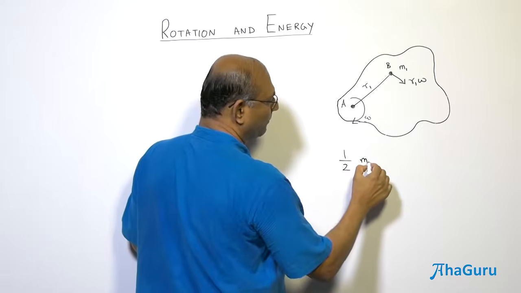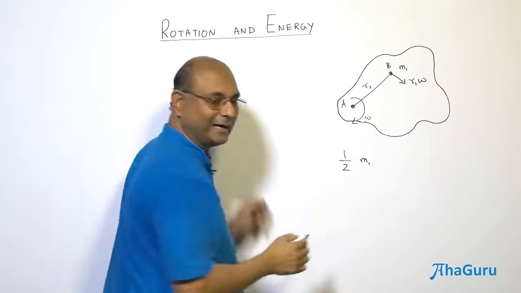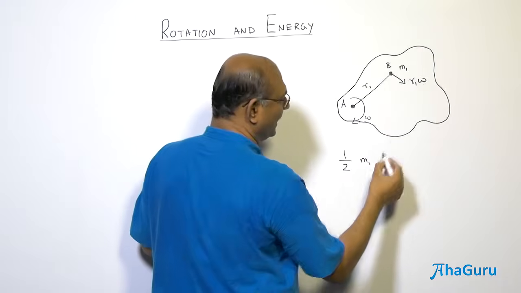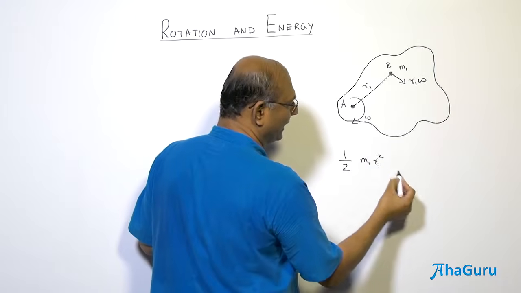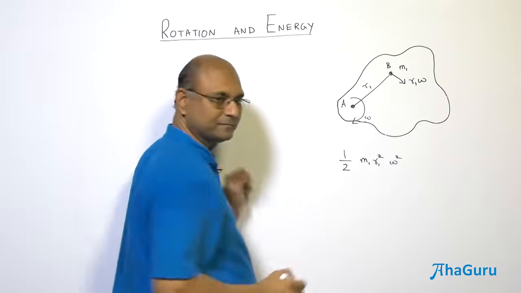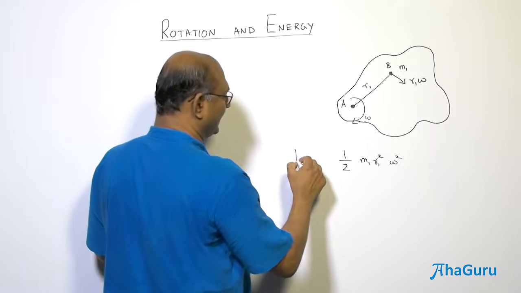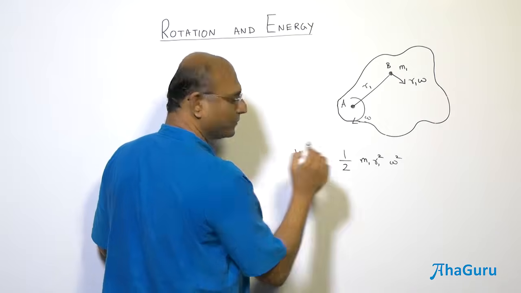Half m1 v square, right? Half mv square is the kinetic energy. But what is v here? R1 omega. So it is half m1 R1 square omega square. That is the kinetic energy of the first particle. So I'm going to write that as kinetic energy 1.